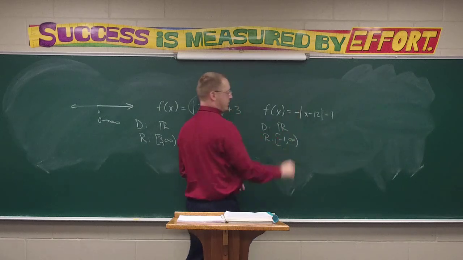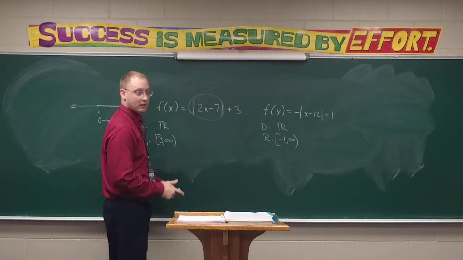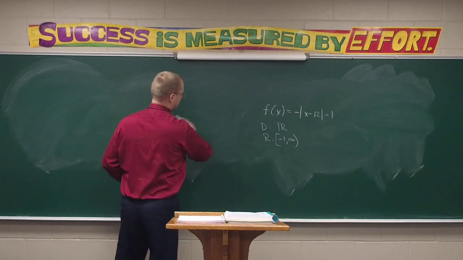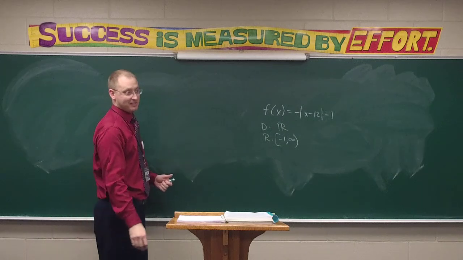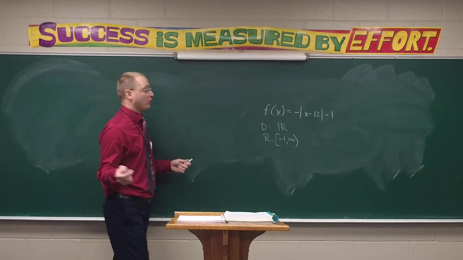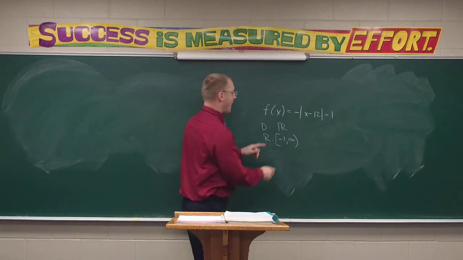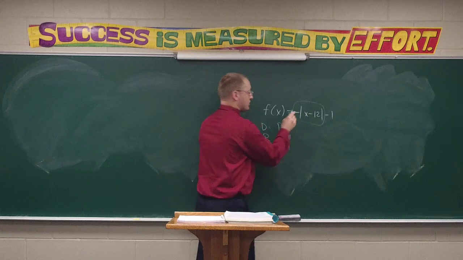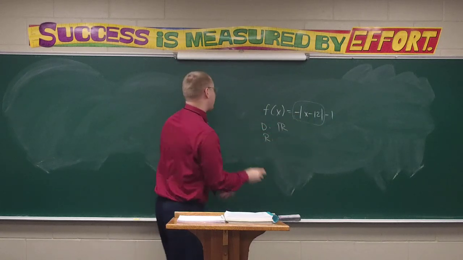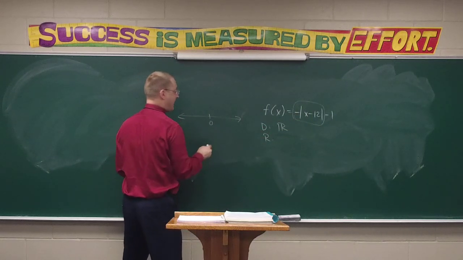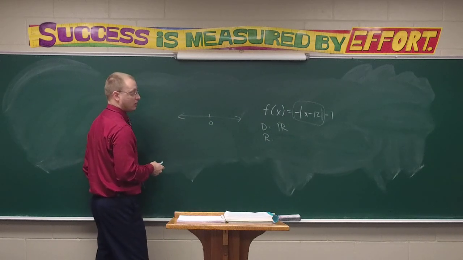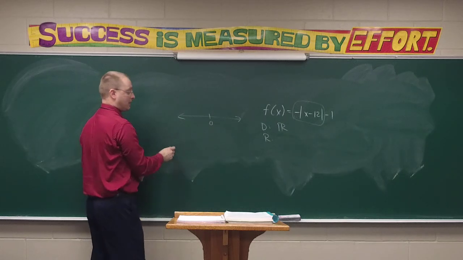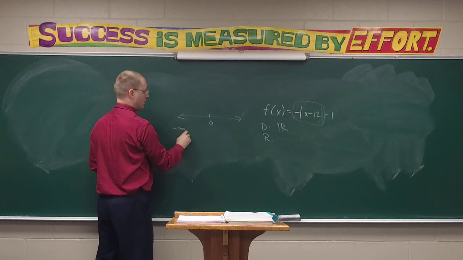If this had been a negative there, what does that do to the domain? Class? Nothing. It's still all real numbers. Domain is unaffected. But as far as the range is concerned, now what kind of values does this spit out? Negative. Only negatives. Okay, on the number line, how would I describe negatives? 0 to negative infinity. But since we read from left to right, we won't say 0 to negative infinity. We'll say negative infinity to 0.